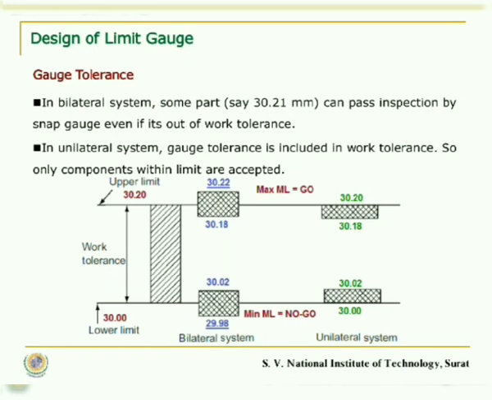Compared to this, in the unilateral system, the gauge tolerance is included in the work tolerance. So the entire range of the gauge tolerance will merge with the work tolerance. So only components which are within the limit are acceptable when a unilateral system of gauge tolerance application is utilized.